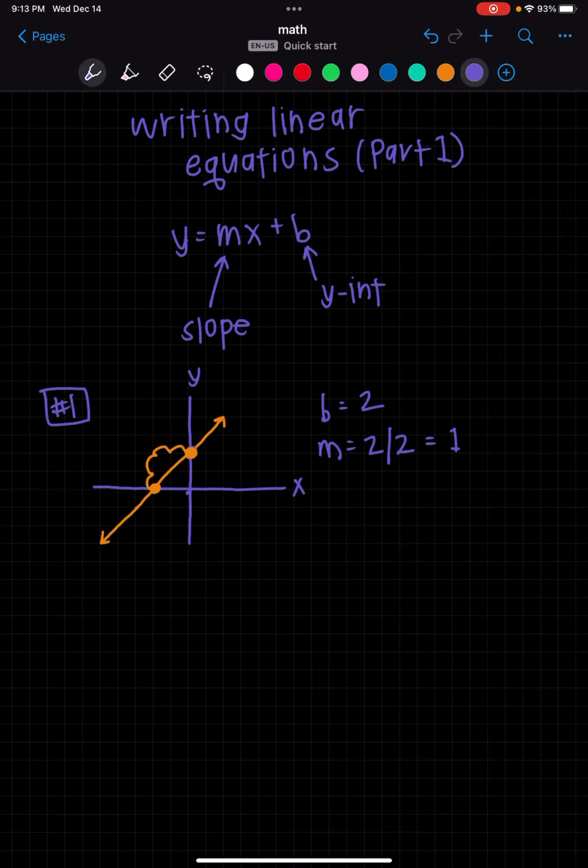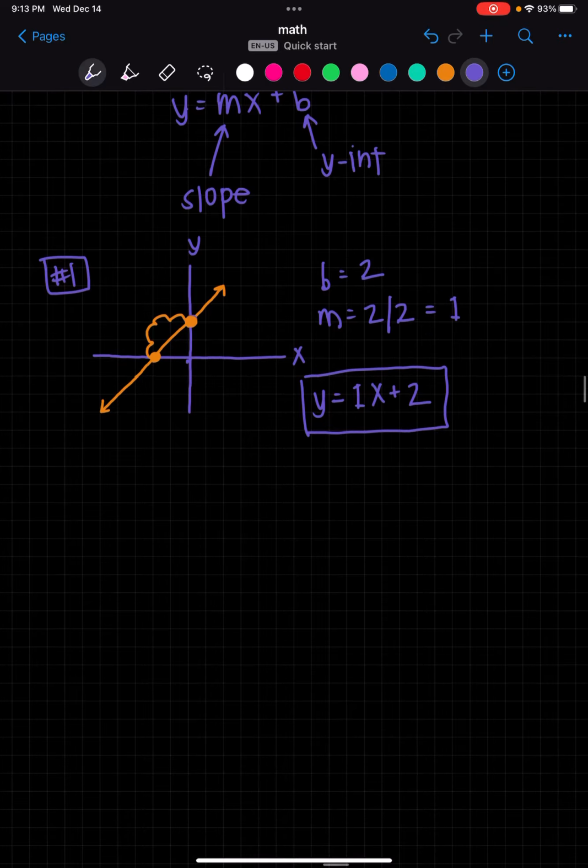Now I have my y-intercept and my slope, so I can write my slope-intercept form, which would be y is equal to my m, which we decided was 1, x plus my y-intercept, which is 2. And this is my answer. We keep our y, we keep our x, and we just replace the m and the b. Okay, let's go through the next example.